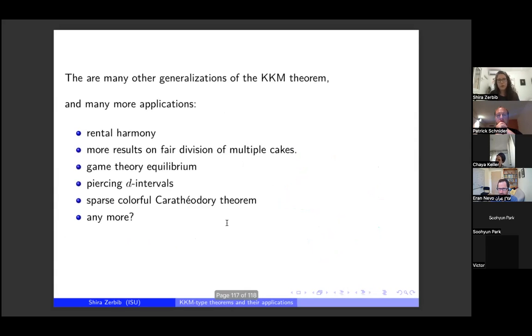Okay, so I guess I told you enough about KKM-type theorems. There are many more applications that I haven't mentioned. Rental harmony, which is a kind of dual to fair division. More results about fair division of multiple cakes. Game theory equilibrium, which is the original reason that Shapley was interested in proving this theorem.